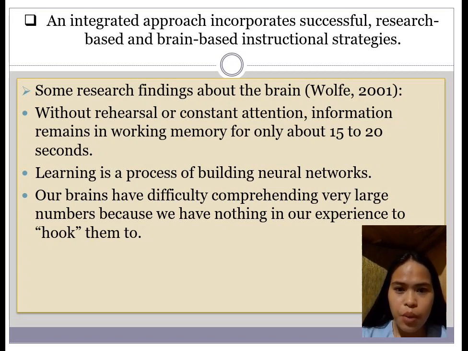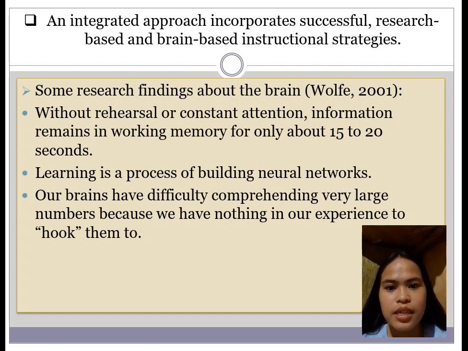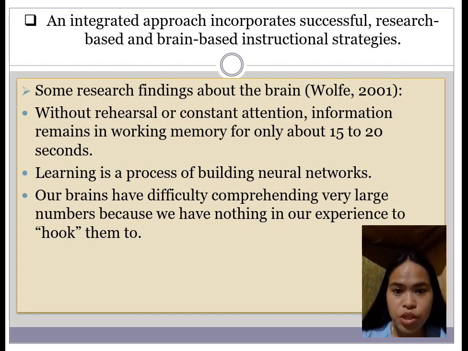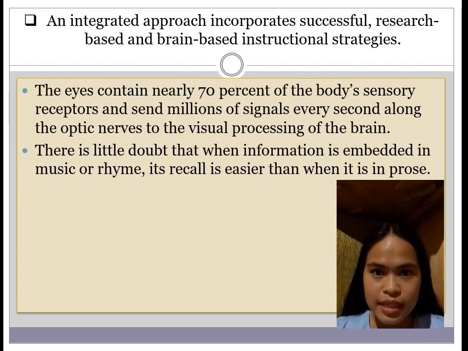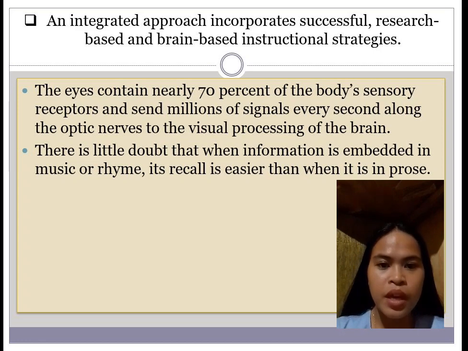Because our brains have difficulty comprehending very large numbers, because we have nothing in our experience to hook them to. So as mentioned in the preceding paragraph, it is always best to engage our students in the learning experience. Next, the eyes contain nearly 70% of the body's sensory receptors and send millions of signals every second along the optic nerves to the visual processing of the brain.